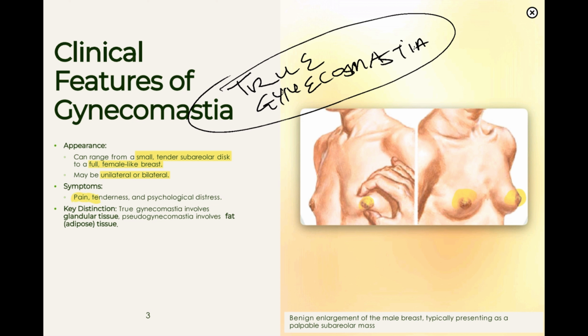Oftentimes it is painful tenderness on touching, and this can be a source, obviously, of psychological stress in a biological male. A key distinction is that true gynecomastia actually involves glandular tissue, so you have proliferation of glandular tissue, while pseudo-gynecomastia is actually a proliferation of adipose tissue, hence the difference.